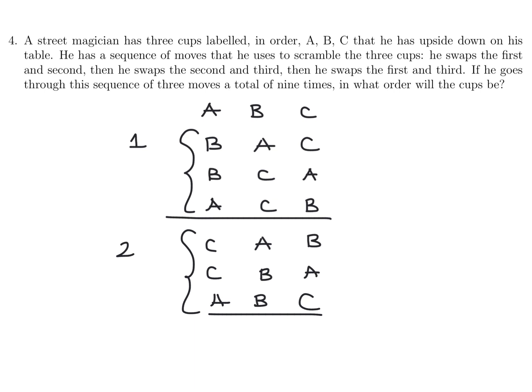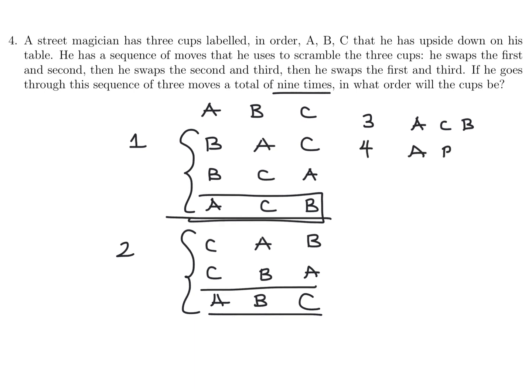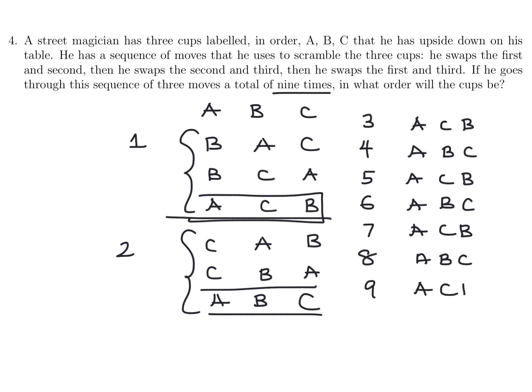So what are they asking for? 9 times. Okay. So after the third, it'll be ACB, just like we have here. After the fourth, it will be ABC. After the fifth, it'll be ACB, meaning at the end of the 3 moves. After the sixth, it will be back to ABC. After the seventh, it will be ACB. After the eighth, it will be ABC. And then after the ninth, it will be ACB. So ACB is the answer to this question.